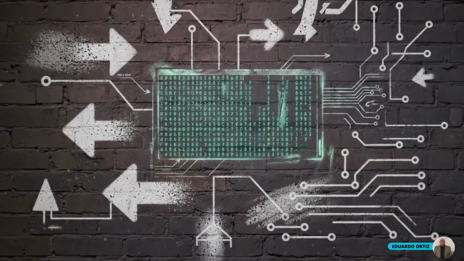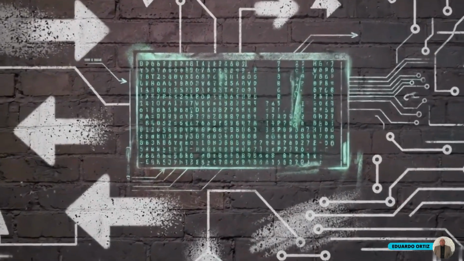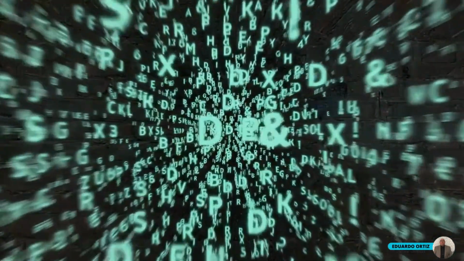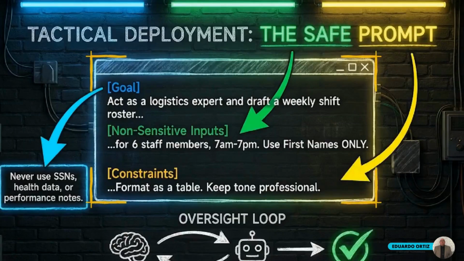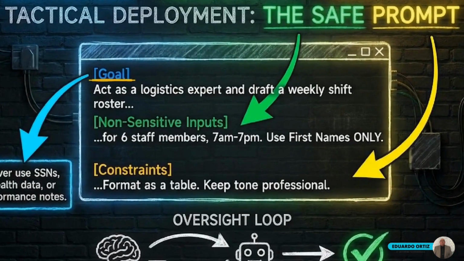Step 4 is tactical deployment. This is the exact step-by-step process for building a secure prompt from the ground up. This terminal layout shows the components of a safe prompt. Begin by establishing a clear, role-based goal. Next, apply non-sensitive inputs and strict formatting constraints.